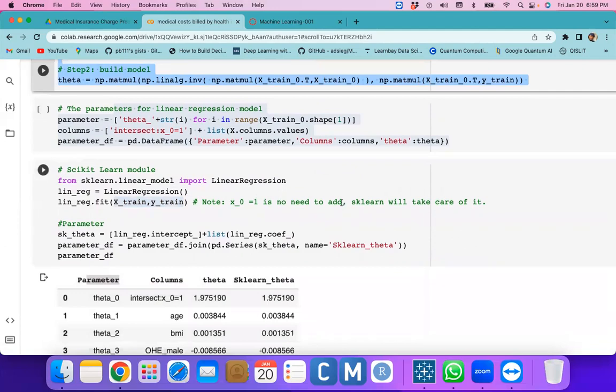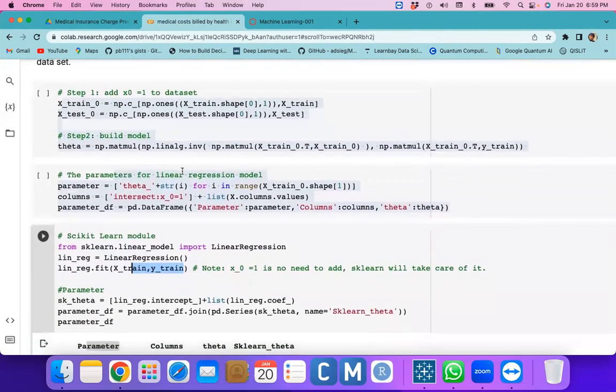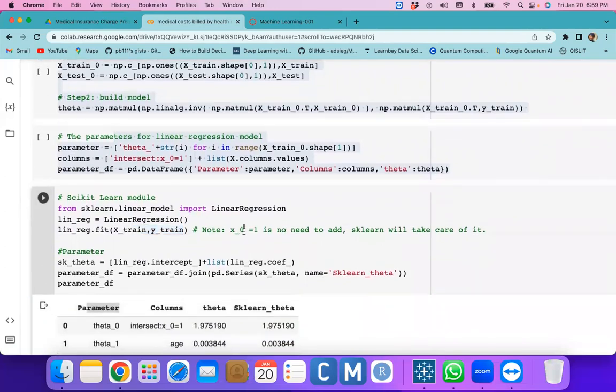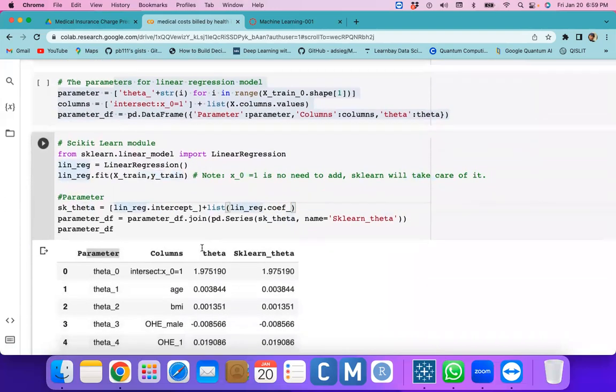And you're going to be creating the linear model with the direct function from scikit-learn. If I'm directly providing linear regression the x train and y train, you don't need to add the constant, and here we don't need to provide that x0. Automatically scikit-learn will take care of it. After that, we are taking the theta values, lin underscore reg dot intercept value, the constant values. This is intercept, and this is your coefficient values.